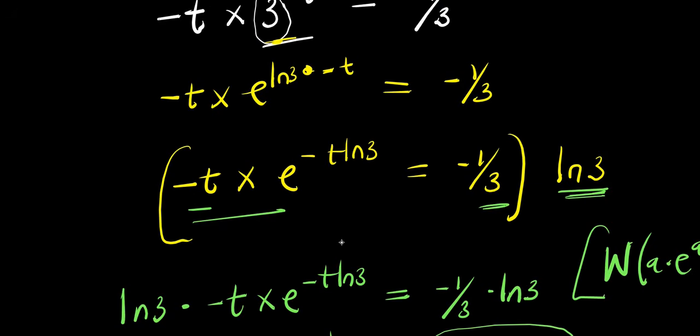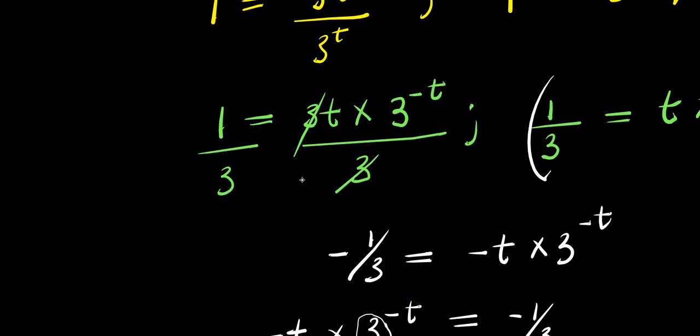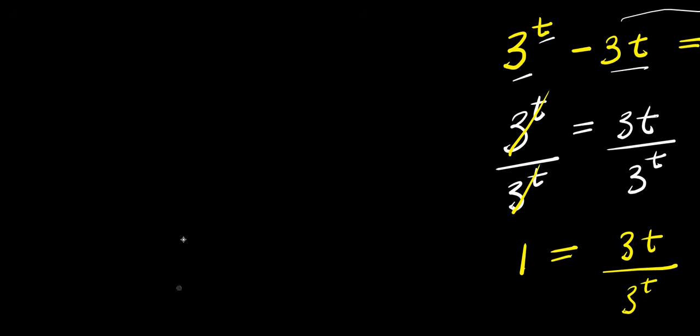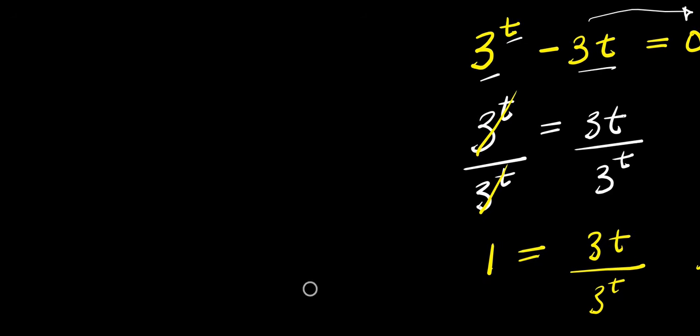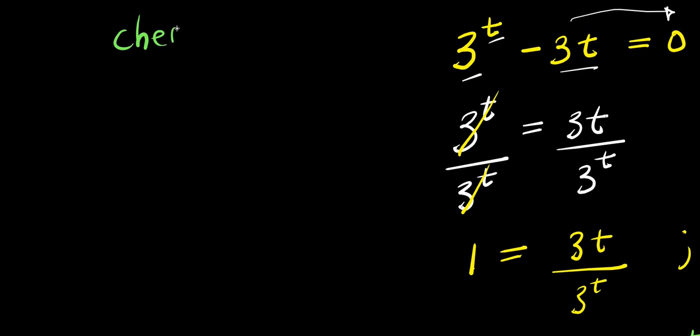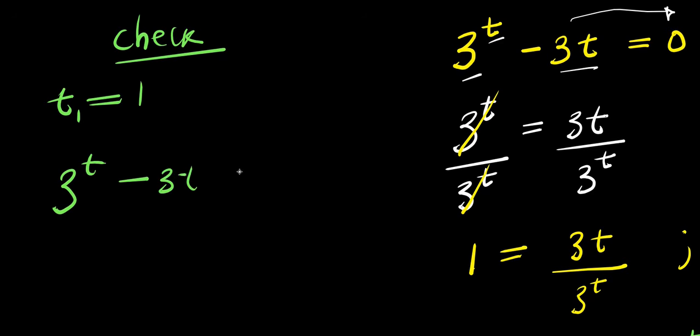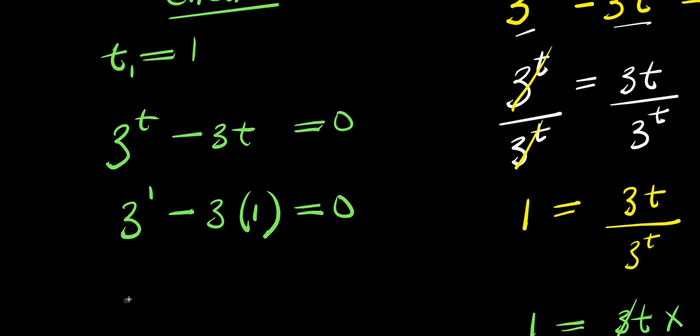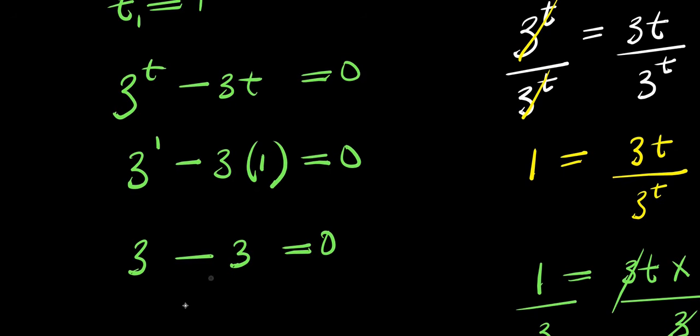We can go ahead and check by inserting the values of t back into the equation. So let's start with when t equals 1. So you have t equals 1, you have check. When t equals 1, that is our t1, you have 3 power t minus 3t equals 0. So you have 3 power 1 minus 3 times 1 equals 0. So from here, 3 power 1 is 3, minus 3 times 1 is 3, equals 0, right? So 3 minus 3 is 0, and this equals 0, right? That has satisfied the equation.